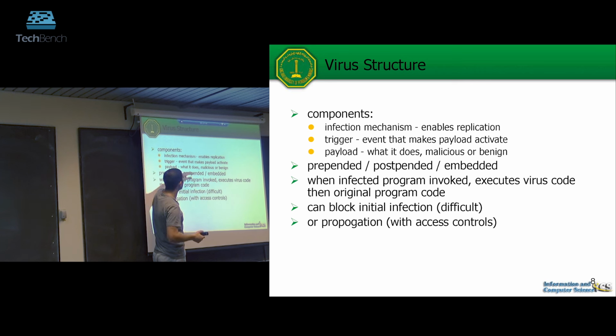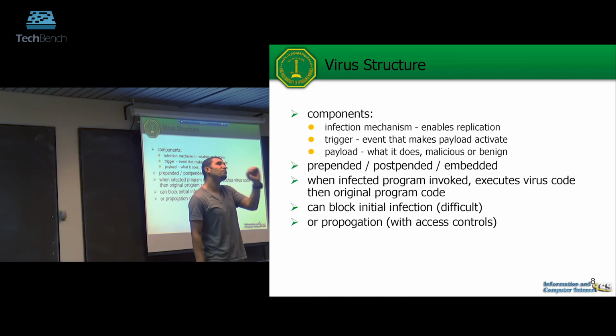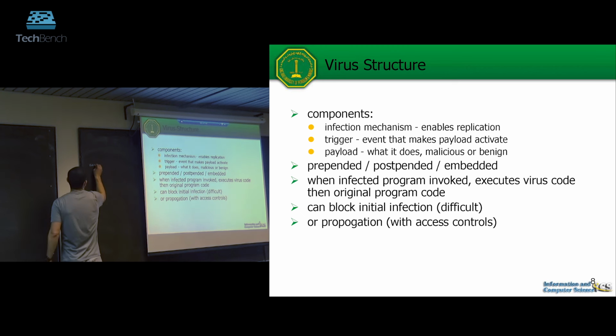Trigger is the event that makes the payload activate. So basically, it's the event where the malicious parts start executing. The payload, of course, is the malicious part. Now this is the issue: prepend, postpend, and embed. When I say that word.exe is infected, let's say initially it was 1 megabyte. The size of the file is 1 megabyte. After the infection, we said the size will be larger. Now the question is, this is word.exe.